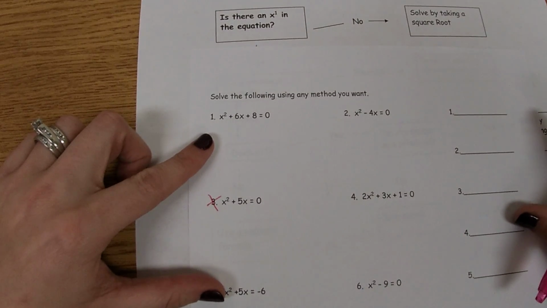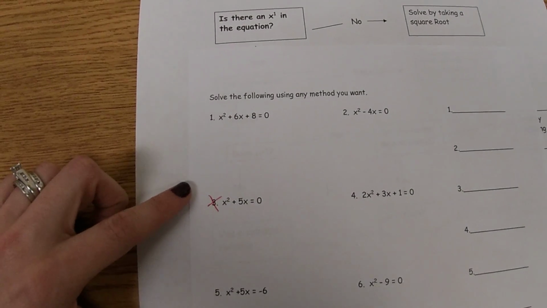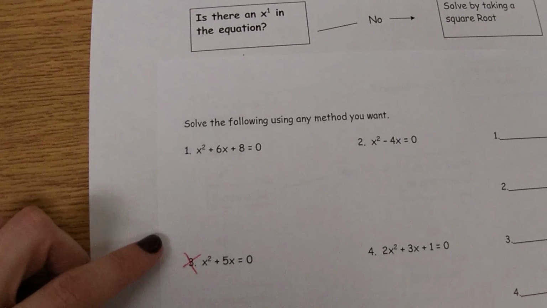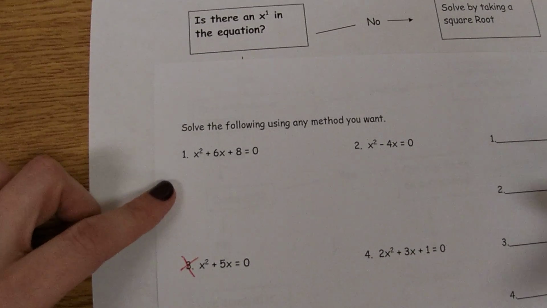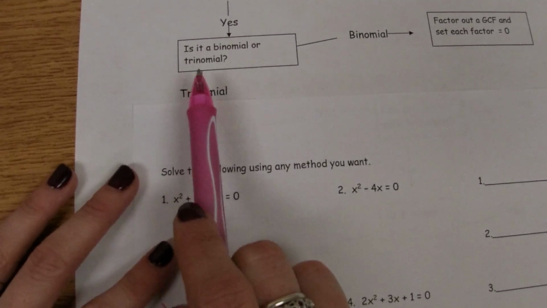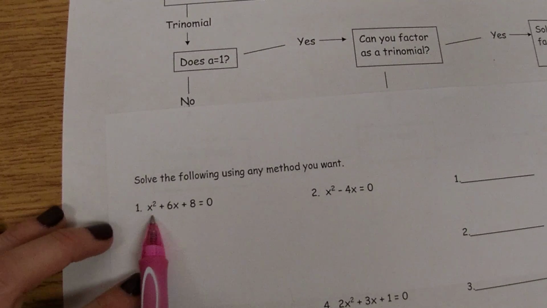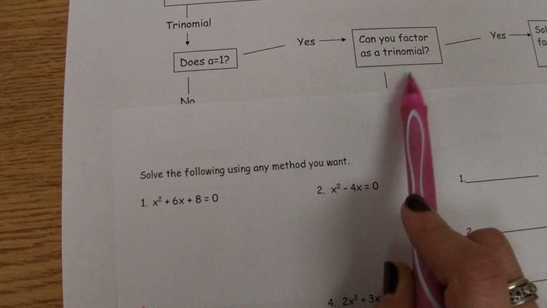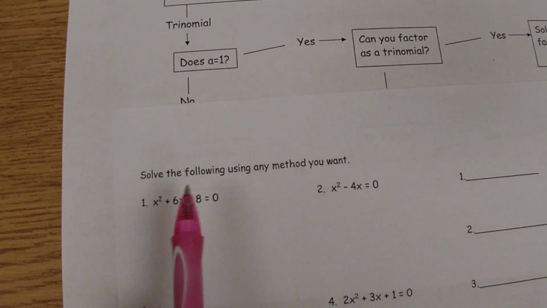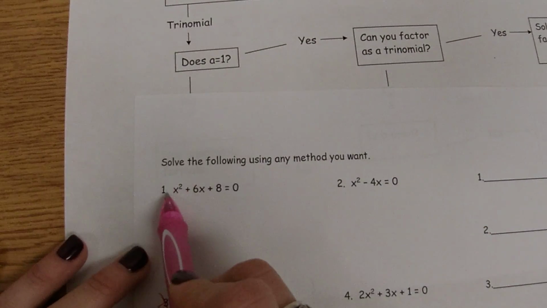Okay, if we look at number 1, it says, if we go down our list, is there an x to the first power? I'm going to see if I can zoom in here a little bit more, make it a little bit easier for you to see. Okay, it says, is there an x to the first power in the equation? There is. Is it a binomial or a trinomial? We have 3 terms. Does a equal 1? It does. Okay, can we think of multiples that add up to 6? So can we factor it as a trinomial?